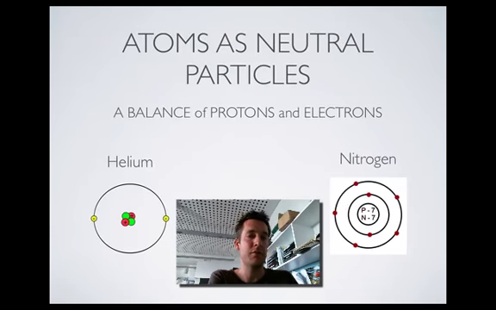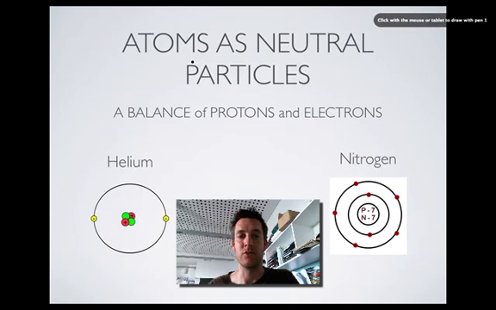Okay, so let's start off by looking at why atoms are neutral particles. Now, as we looked at when we were talking about atomic symbols and that notation system, we said that the atomic number, or the proton number, would always equal the number of electrons in an atom, but not an ion.